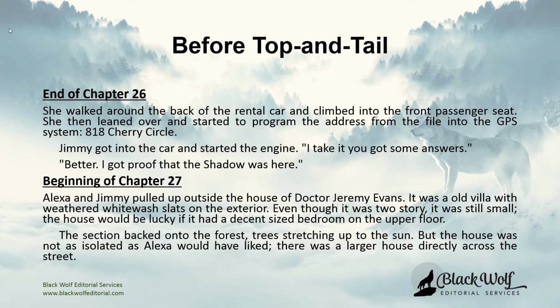The beginning of chapter 27 in the earlier edits read like this. So this is before I did a top and tail. Alexa and Jimmy pulled up outside the house of Dr. Jeremy Evans. It was an old villa with weathered whitewashed slats on the exterior. Even though it was 2 stories, it was still small. The house would be lucky if it had a decent-sized bedroom on the upper floor. The section backed onto the forest, trees stretching up to the sun. But the house was not as isolated as Alexa would have liked. There were larger houses directly across the street.